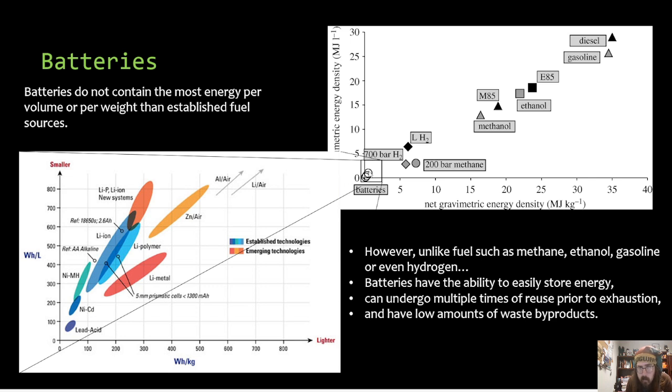Now, if we look way down here, here's where our batteries are. If we blow that up, we can look at various batteries. We have zinc air batteries. We have lithium-ion systems of various types. We have nickel metal hydride, nickel cadmium, and way down here on the very bottom is lead acid. So batteries are very low energy density and not super great.